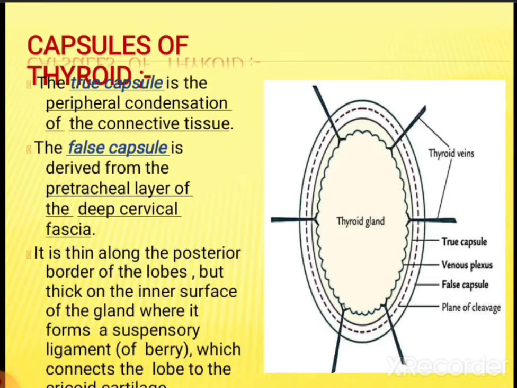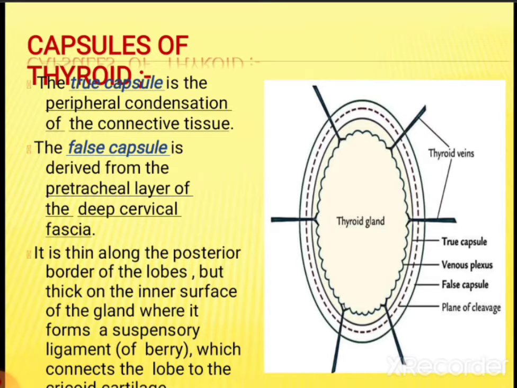Now the capsules. The capsules of the thyroid gland are two, the true and the false. The true capsule is the peripheral condensation of the connective tissue. The false capsule is derived from the pretracheal layer of the deep cervical fascia. So the true capsule lies inside and the false capsule lies outside. In the diagram we can see the true and the false capsule. False is outside, true is inside.